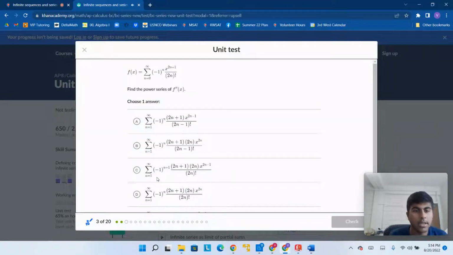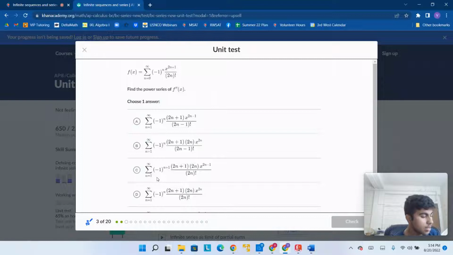All right. Now we're given f of x equals the sum of negative 1 to the n, x to the 2n plus 1 over 2n factorial. Find the power series for f double prime. Okay, I'm trying to find the power series for that. Let's see. How do we find the power series? Well, we can write each term as negative 1 to the n times x to the 2n plus 1 over 2n factorial, given any n.